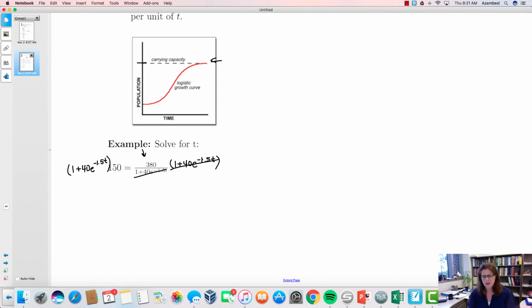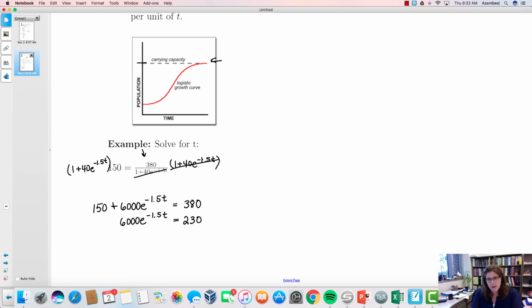Now I'm not going to distribute this in just because, well, you could distribute, or you can divide through by 150, your choice. So if I were to distribute, for example, I'd get 150 plus 40 times 150, quick arithmetic gives me 6,000 e to the negative 1.5t, and it's equal to 380. Subtracting the 150 from both sides gives me 6,000 e to the negative 1.5t equal to 230.